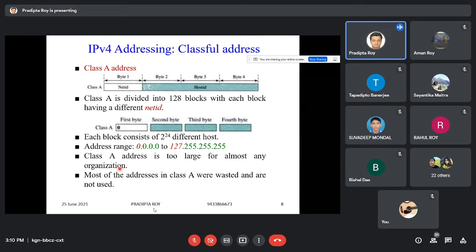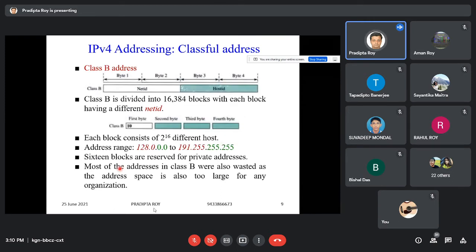Okay, so this is the class A address. Next we will discuss the class B address. In class B address, as we have seen, lots of class A addresses were wasted because in class A there is a limited number of networks, but in each network there can be a huge number of hosts, and that many hosts are not required for any individual network.